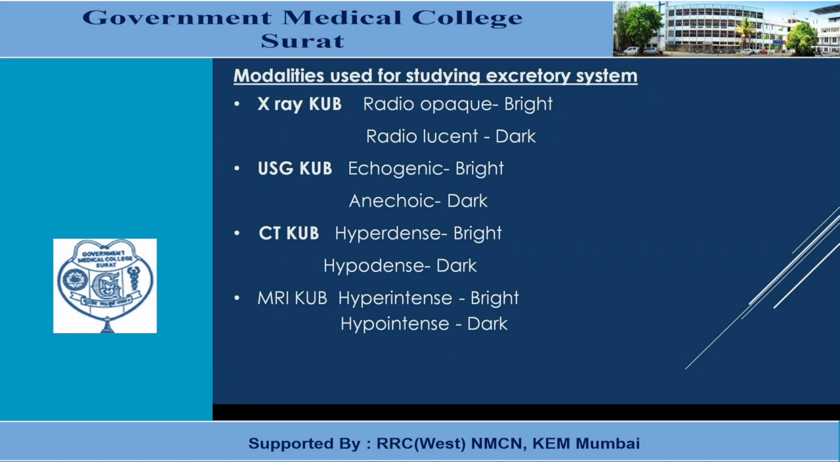In CT scan, the terminology used is hyperdense and hypodense. Hyperdense structures appear brighter on the CT scan, and black or dark structures are called hypodense. In MRI, instead of density, intensity is used. Hyperintense appears bright and hypointense appears dark.